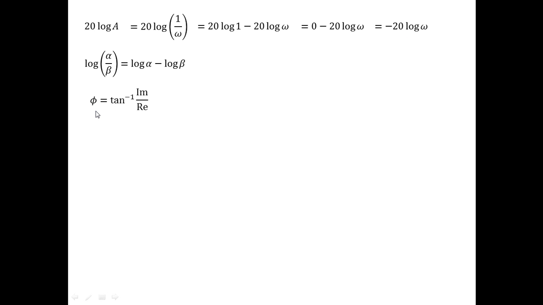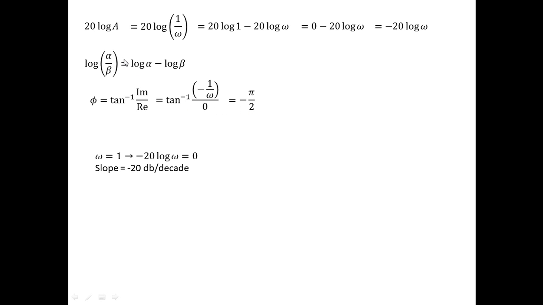Similarly, if I want to calculate the phase angle or phase shift of this transfer function, I have phi equal to the tangent inverse of the imaginary part over the real part. By substituting the values for the imaginary part and the real one, I have the tangent inverse of minus 1 over omega, over 0. As we know, minus 1 over omega over 0 is minus infinity. So the tangent inverse of minus infinity is minus pi over 2.